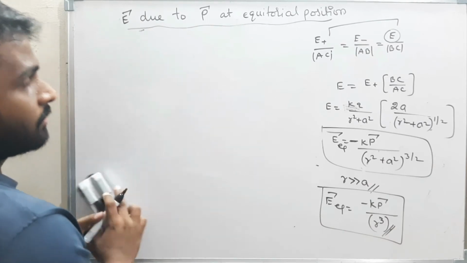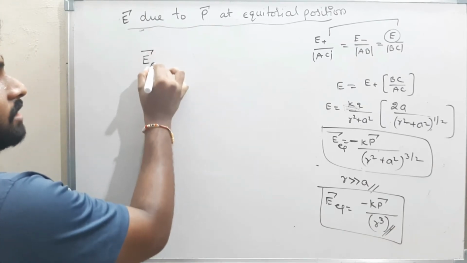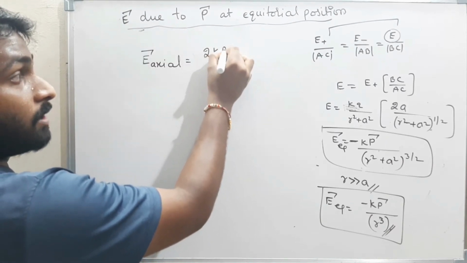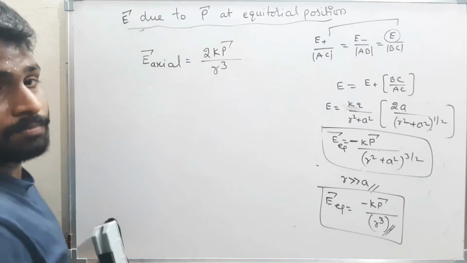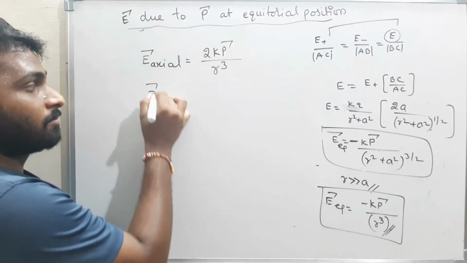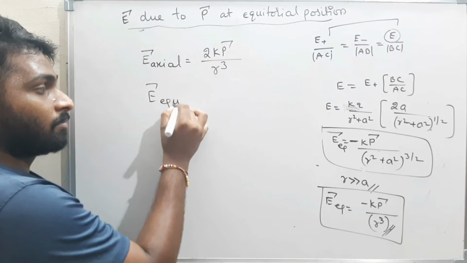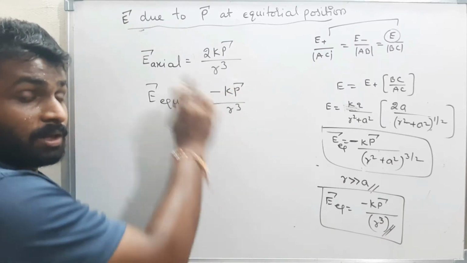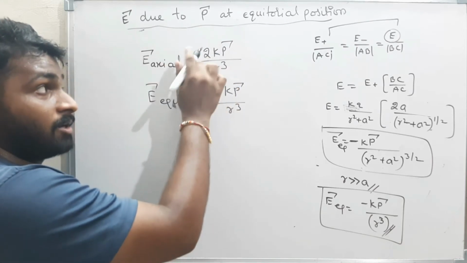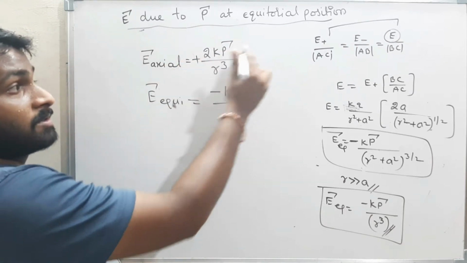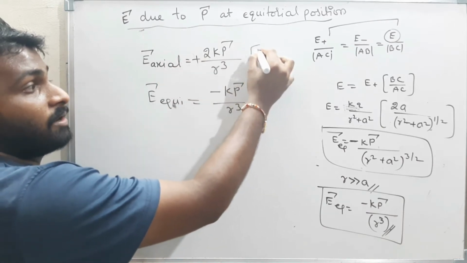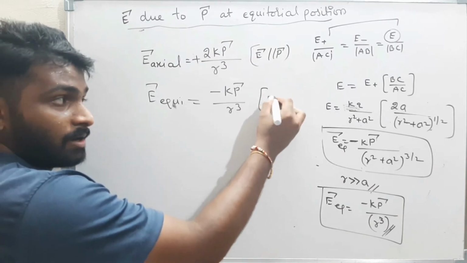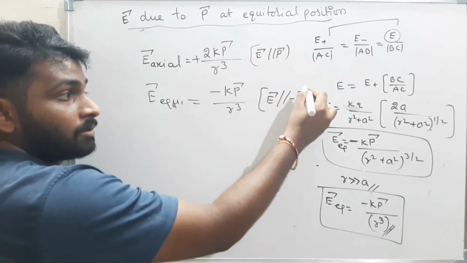Now finally what we got? The electric field in axial position is equal to 2K P bar by R cube. Now what is the electric field in equatorial position? Minus K P bar by R cube. There it is 2K, but here only K, and there it is plus, here it is minus. That means here in the axial position the electric field is parallel to the dipole moment direction, but here the electric field is anti-parallel to dipole moment.